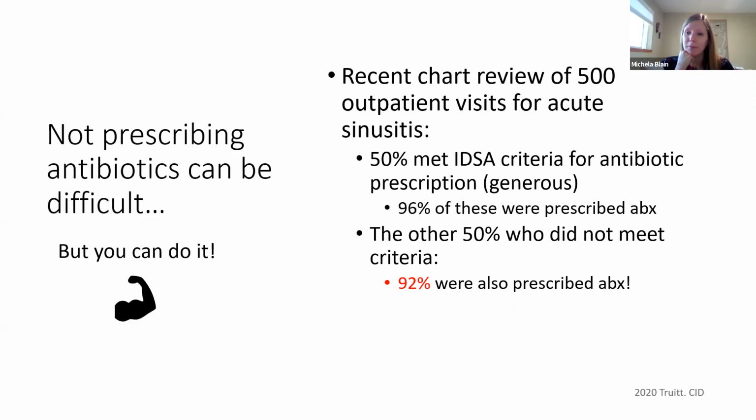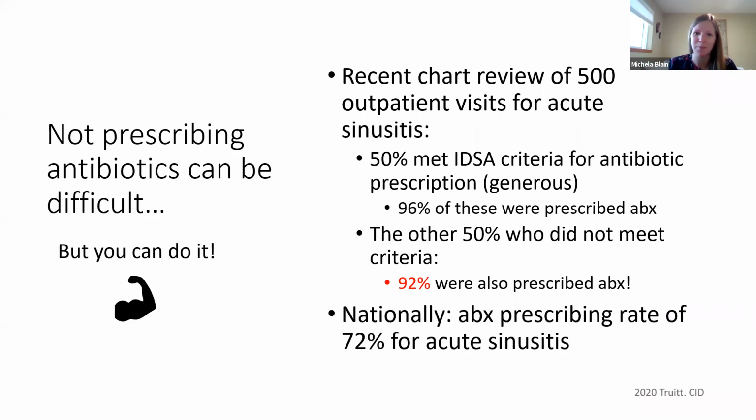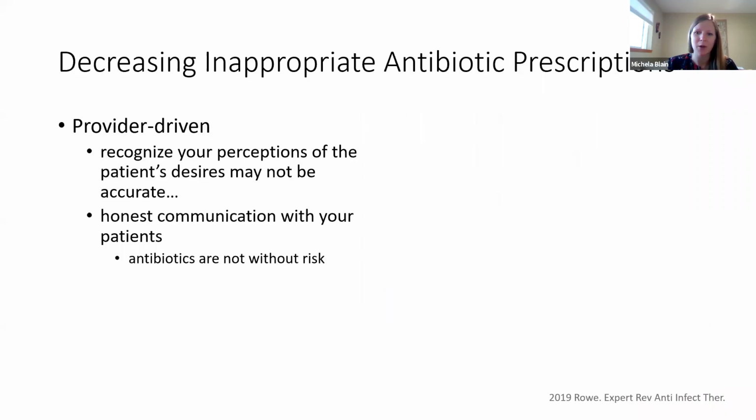So half the folks that met criteria for prescribing antibiotics, 96% of those got antibiotics, but the other half, 92% of those also still got antibiotics. So people were really not using these criteria and were just prescribing antibiotics. I'm going to skip that because I want to catch you guys up on some time a little bit. So how do you decrease inappropriate antibiotic prescription?